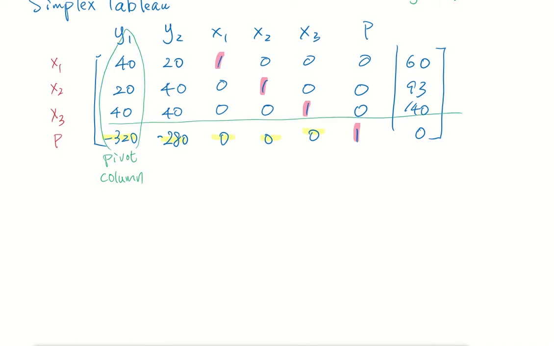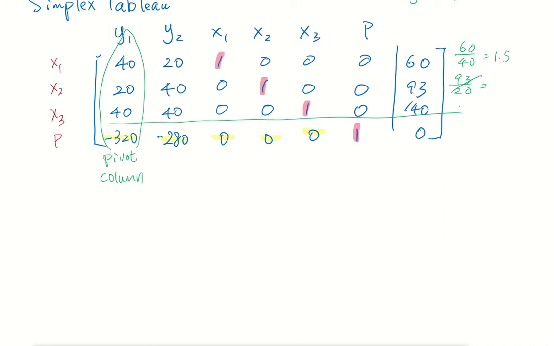One of the numbers above the line, 40, 20, 40, will be our pivot element. How do we decide? We find the quotient. So first one is 60 divided by 40, that's 1.5. And then next row, 93 divided by 20, that's definitely greater than 1.5, so not the second one.